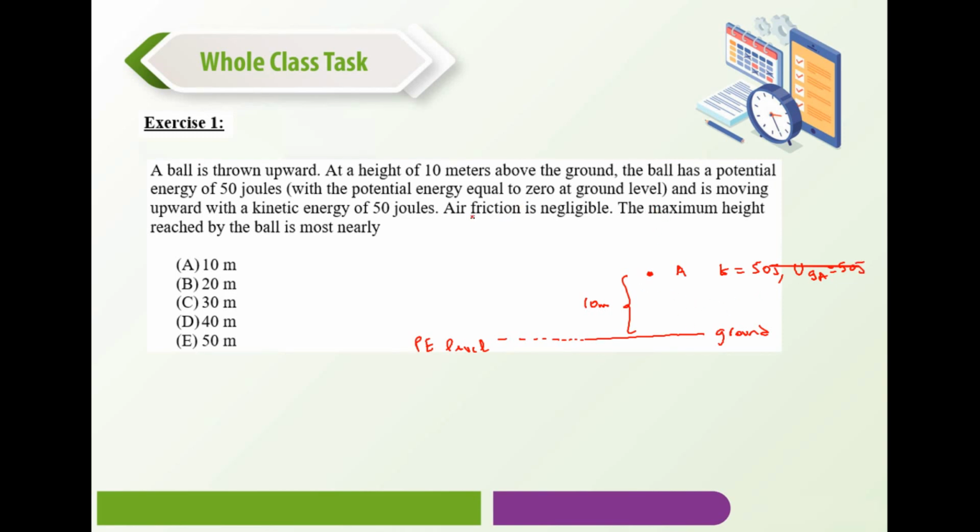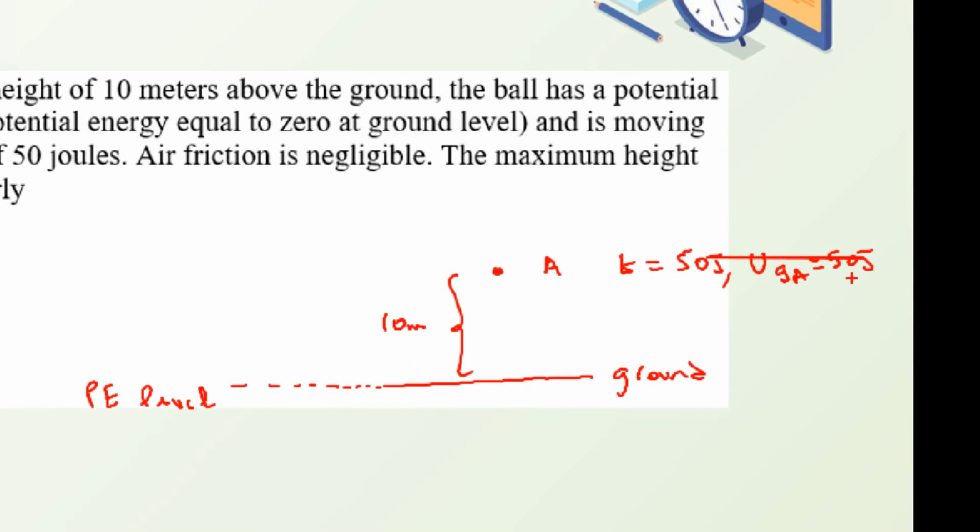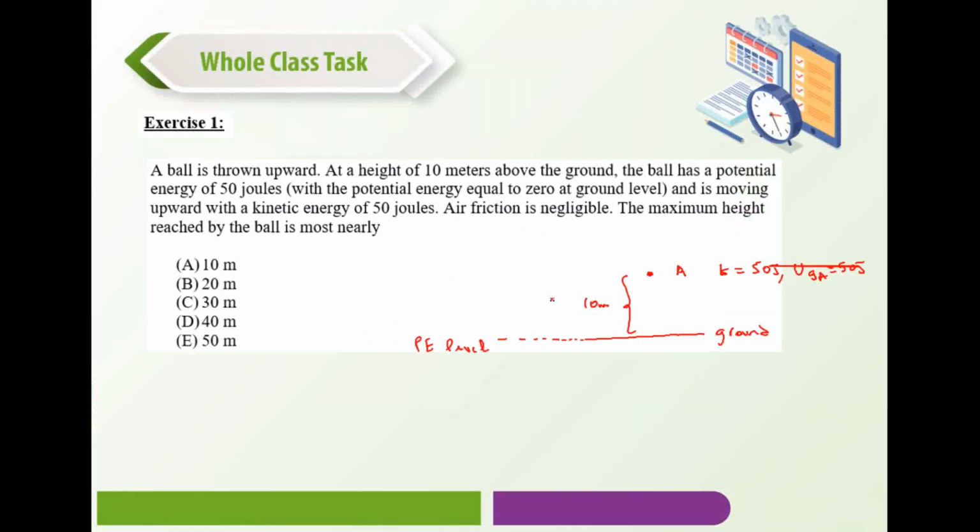They're telling us air friction is negligible, which means that we can use the conservation of energy at any point along the motion. The maximum height reached by the ball is most nearly... So notice that at the point A, both energies equalize. So the maximum height would be double this, which is 20 meters. Yet I didn't discuss this method, and this will be discussed later on. However, now let's suppose that we don't know this trick, and let's solve it from scratch.